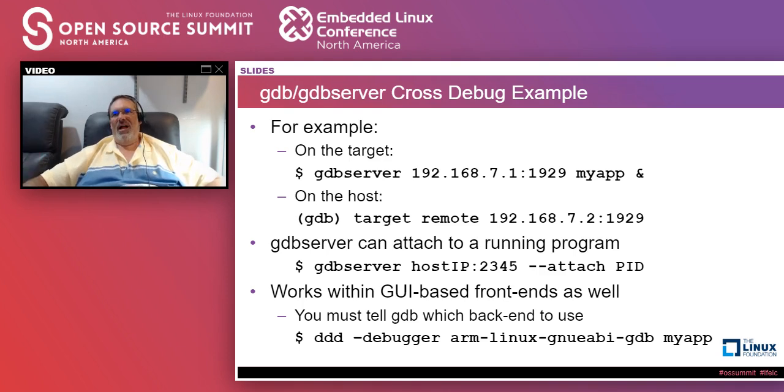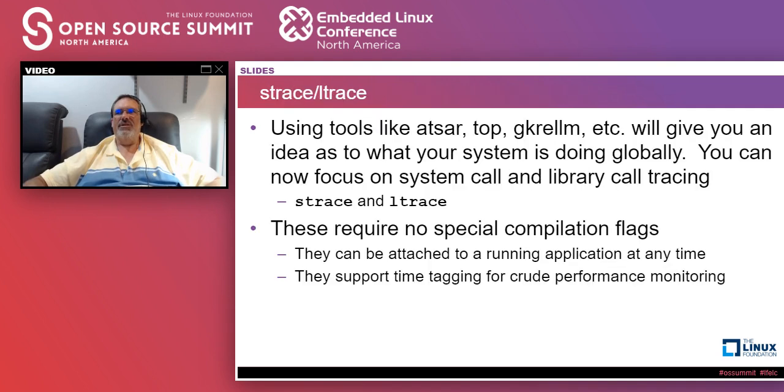If I wanted to do this from within DDD, then I would do DDD, dash dash debugger, specify the debugger and the application. That then tells the DDD front end that I'm using the ARM back end and the application that I want it to load. And then I would issue my target remote command and I would be connected and debugging the application on the target from the host. So definitely a very handy thing to be able to do.